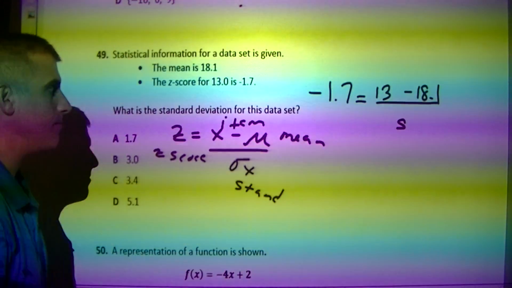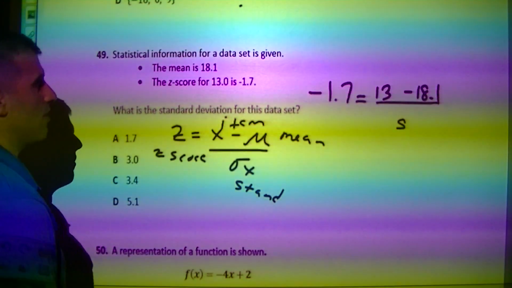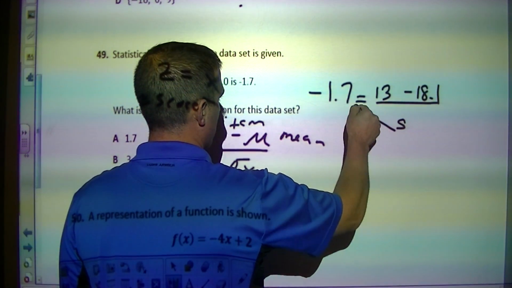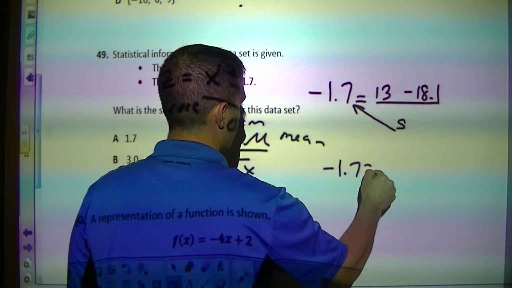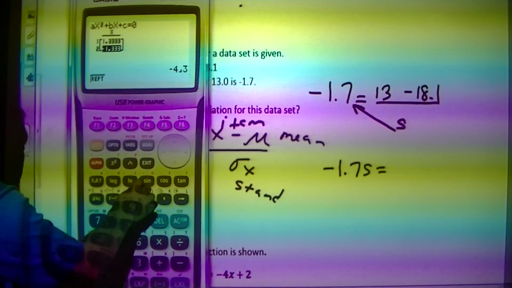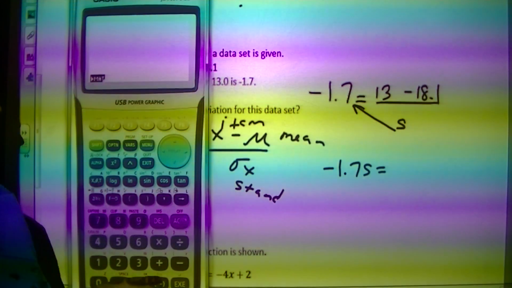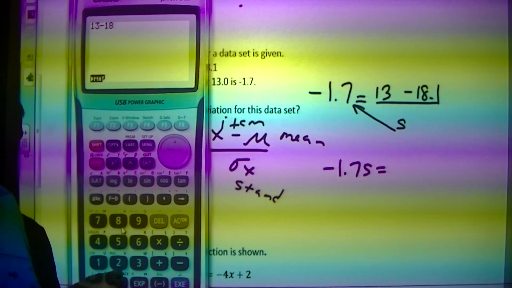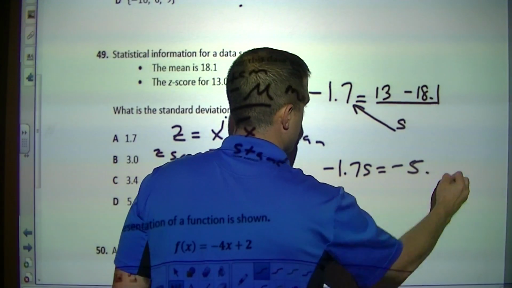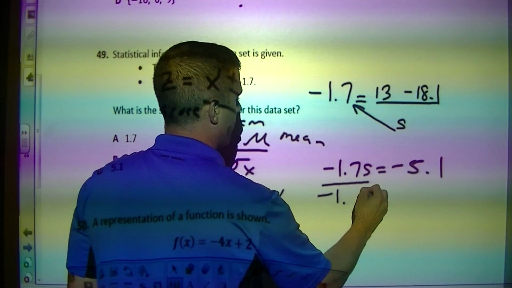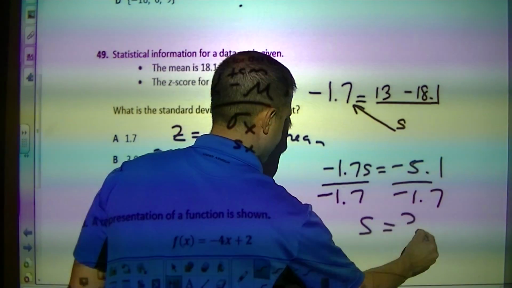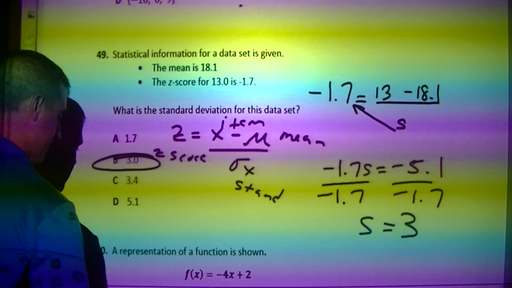So what I would do to solve this one, pretty simple, I'm going to cross multiply. Now, I'm going to subtract that up top because those are two numbers. So I'm going to go into run. 13 minus 18.1 is negative 5.1. To solve for that, I divide by negative 1.7. S equals 3. And that's why that's going to be my answer.